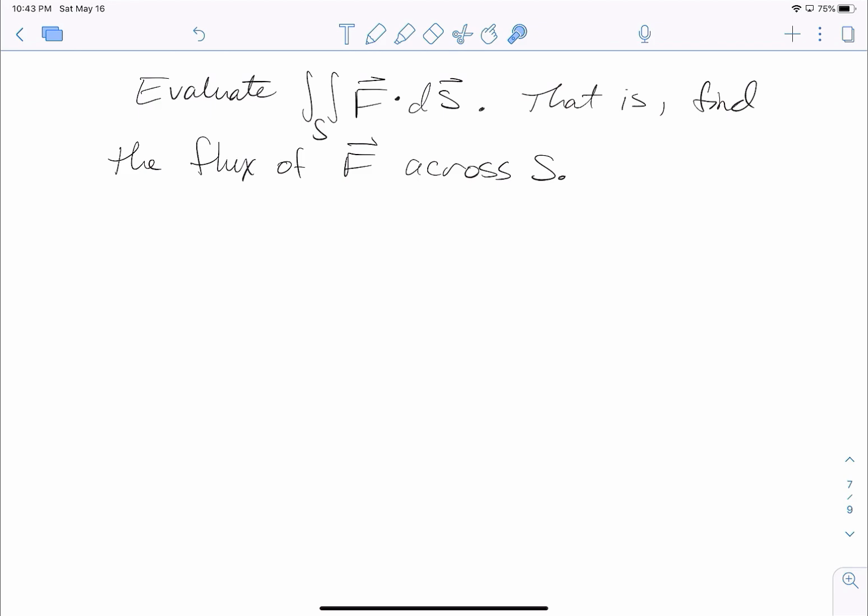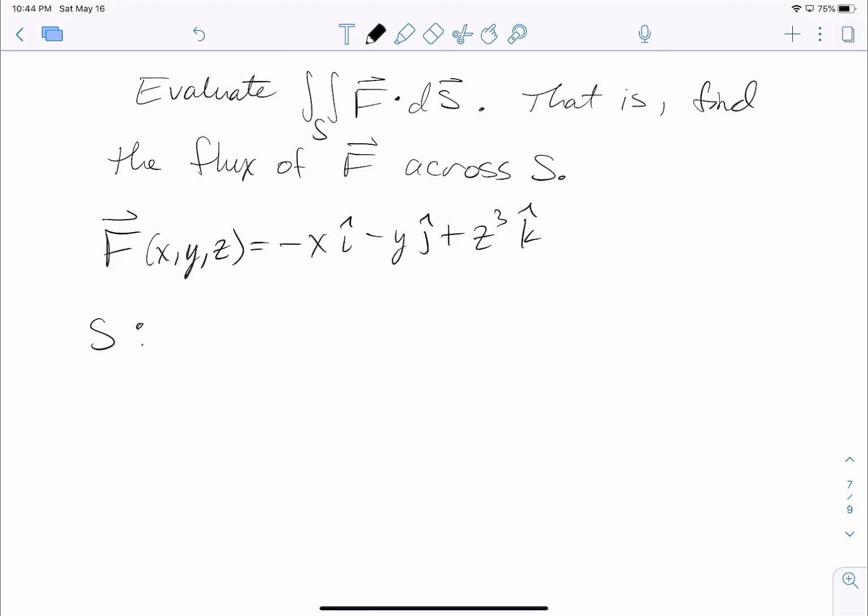Well, folks, we're going to do it. We're going to find the surface integral over S of f dot dS. In other words, we will find the flux of f across S. Our vector field is f of x, y, z equals negative x i minus y j plus z cubed k.